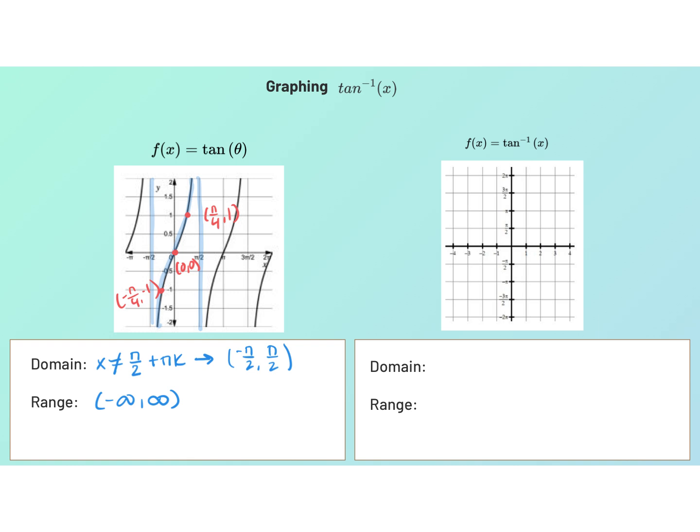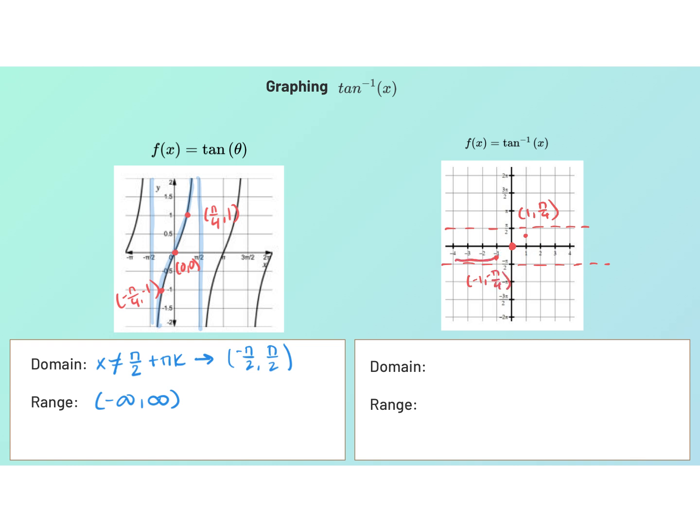When I look at the inverse function, our vertical asymptotes become horizontal asymptotes. So we're going to have a horizontal asymptote at y equals pi over 2 and y equals negative pi over 2. The point at the origin doesn't move. Flip-flopping (0, 0) keeps it at (0, 0). Then we're going to have a point at (1, pi over 4) and (-1, negative pi over 4).